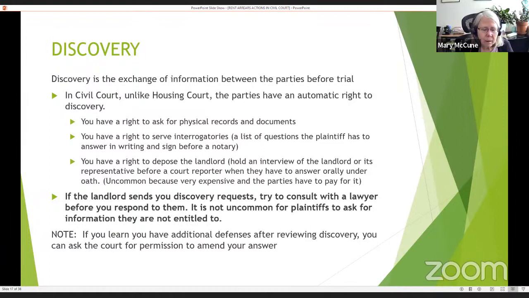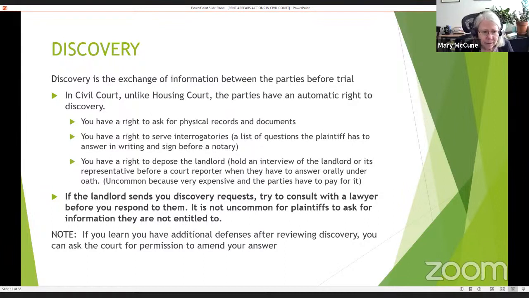You don't need a court order to be able to serve these on the other side. You can just mail them a list of your demands saying, send me this stuff, and naming the documents you want. Like, I want the lease. I want a rent breakdown. I want whatever else you think could be helpful to you. And same thing with the interrogatories. You can just write a list of questions and mail them.